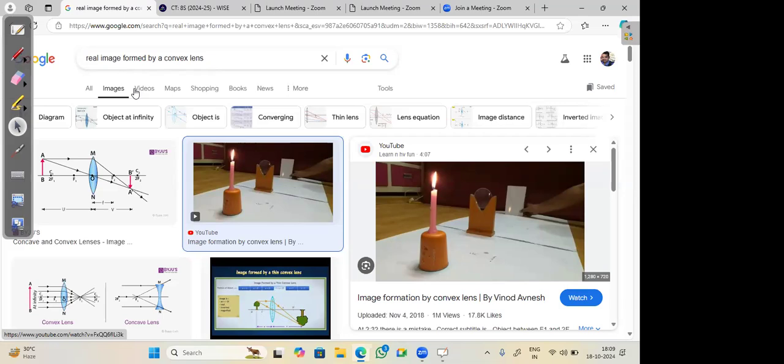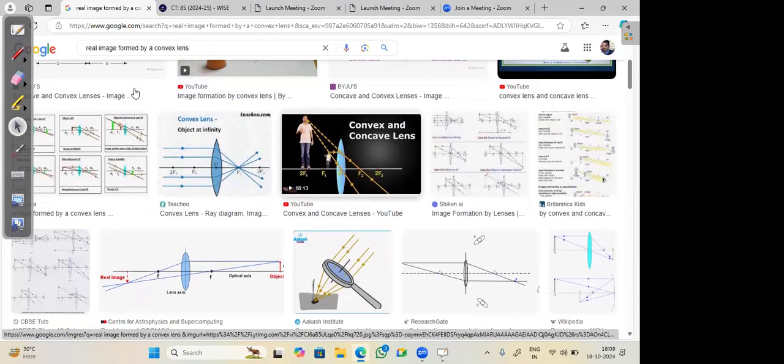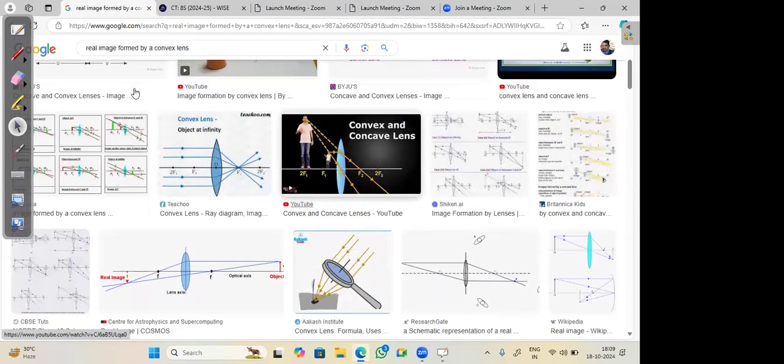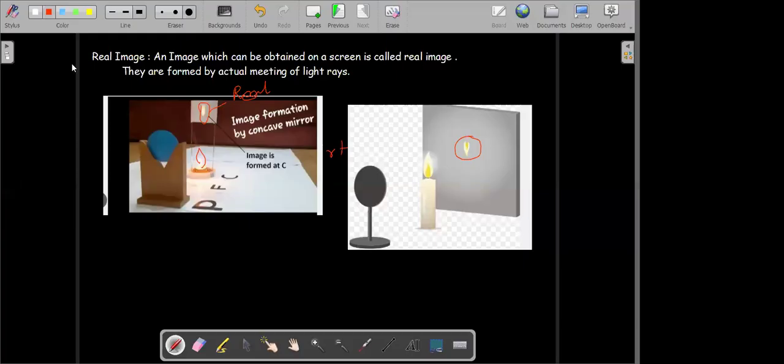Got it? So a real image is the image which is formed by the actual meeting of the light rays. An image which can be obtained on a screen is called a real image. They are formed by actual meeting of the light rays. When the light rays actually meet, then we obtain the real image. Got it?